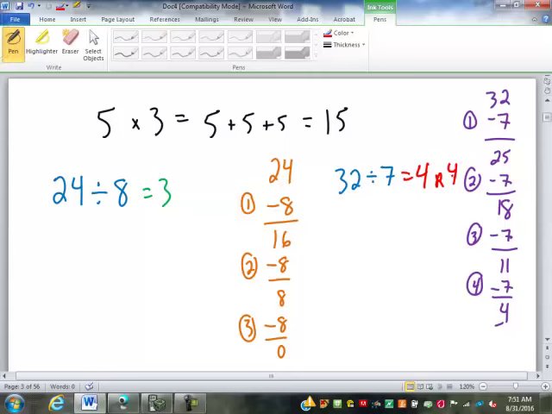Now, there are situations out there where we'd rather have that remainder. Especially when we look at fractions, we're going to see that situation. Your calculator won't give you a remainder. You divide this on your calculator, 32 divided by 7, you're going to get something like 4.57142286, approximately. I can keep going if you want me to.